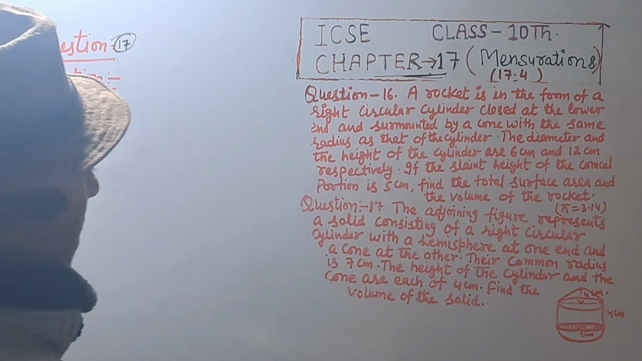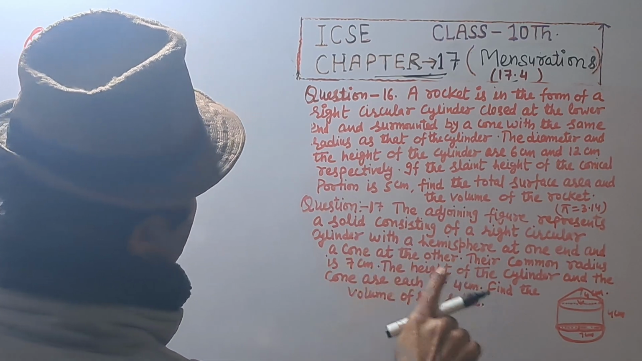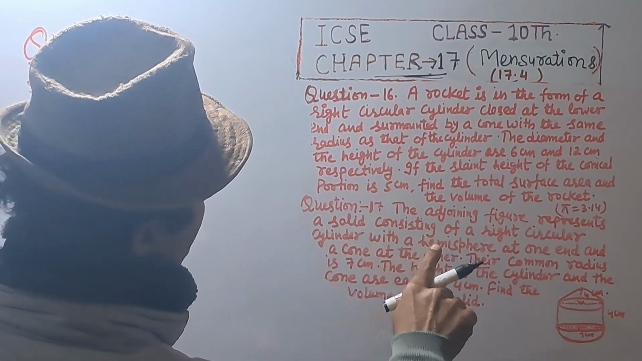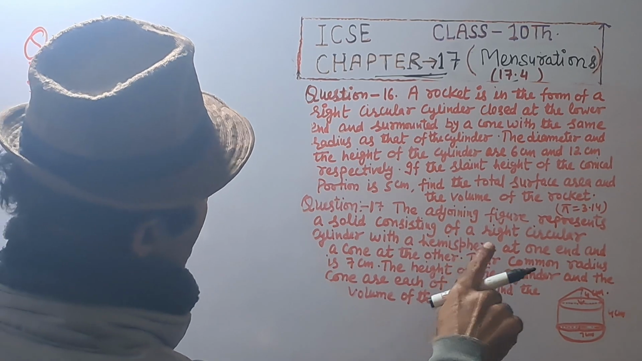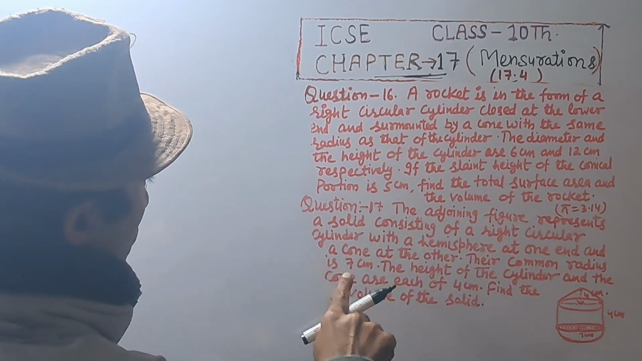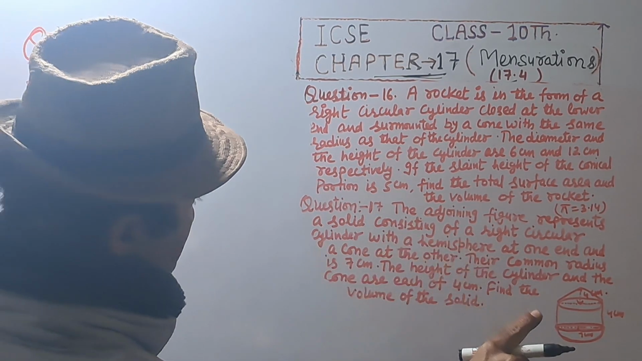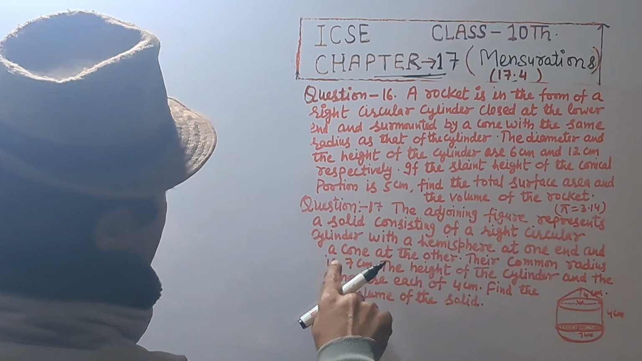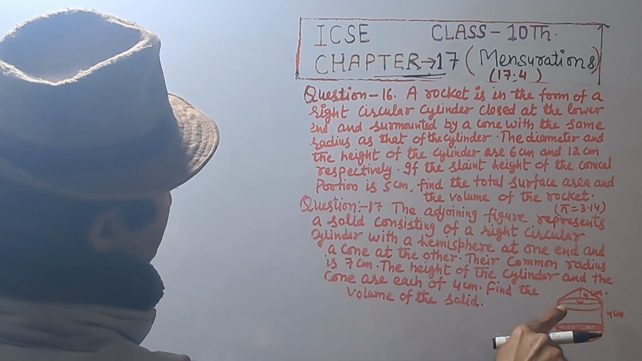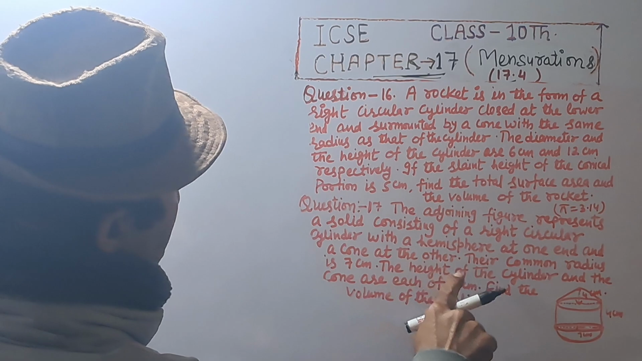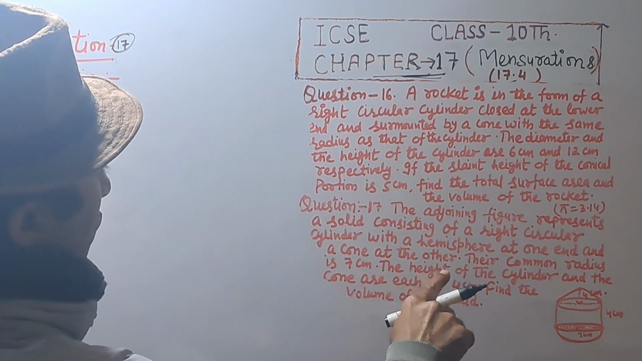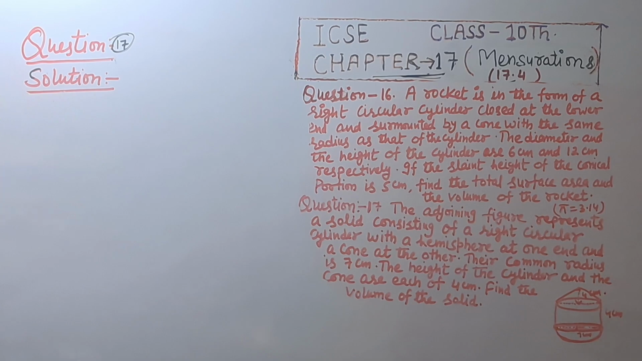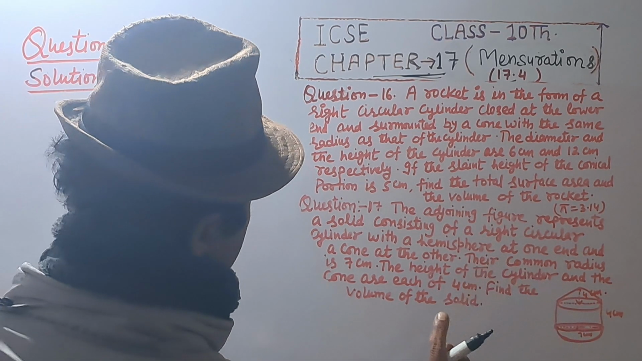Question number 17. The adjoining figure represents a solid consisting of a right circular cylinder with a hemisphere at one end and a cone at the other. Their common radius is 7 cm. The height of the cylinder and the cone are each of 4 cm. Find the volume of the solid.